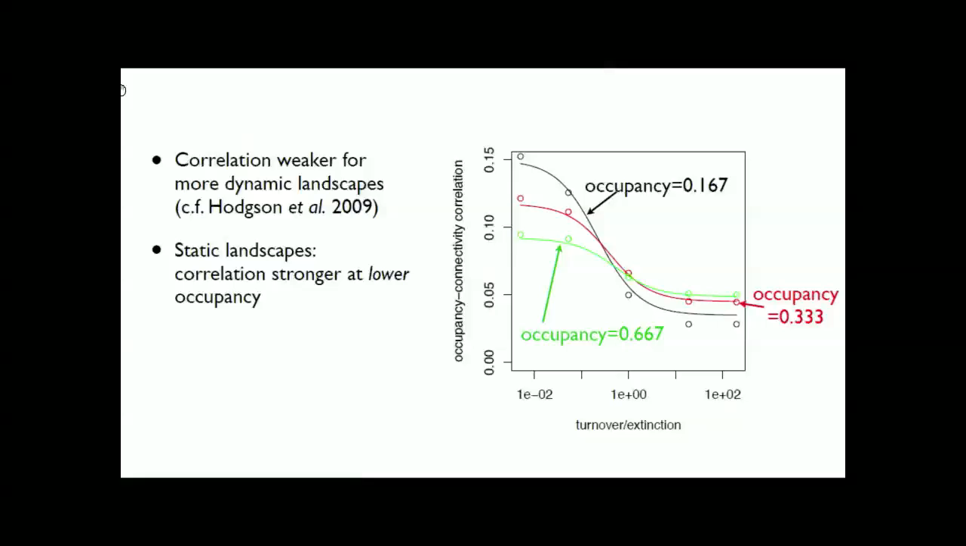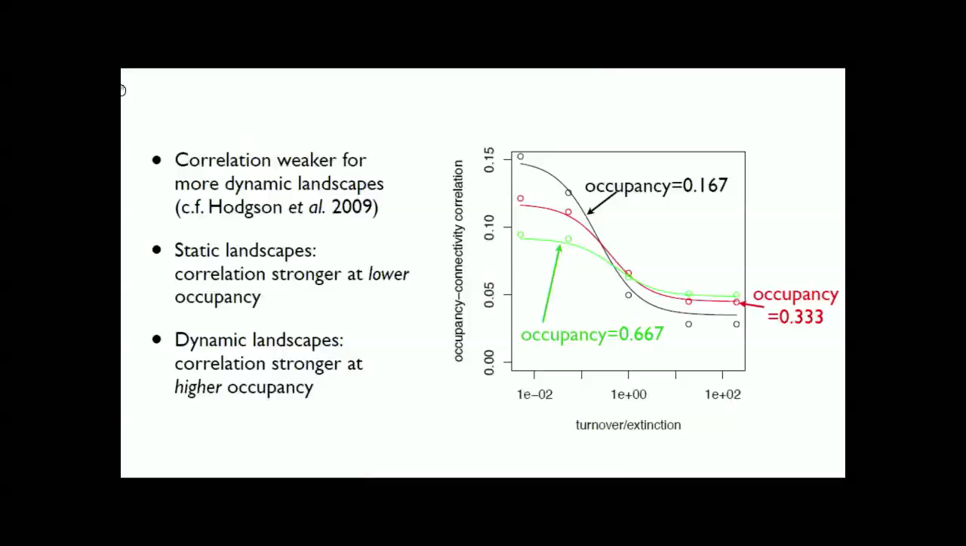What you'll also see is that for the static landscape on the left here, the correlation gets stronger when the occupancy gets lower. So if we have a relatively low occupancy in the metapopulation, there's a much stronger correlation between connectivity and occupancy. So even though there are more patches which are occupied here, they're effectively more random with regard to the connectivity than when the occupancy is very low. Whereas by contrast, for dynamic landscapes over here, what you find is that the correlation actually gets stronger as the occupancy gets higher. So we see this opposite behavior for the static and the dynamic landscapes.